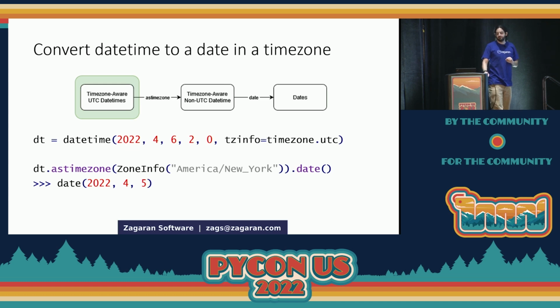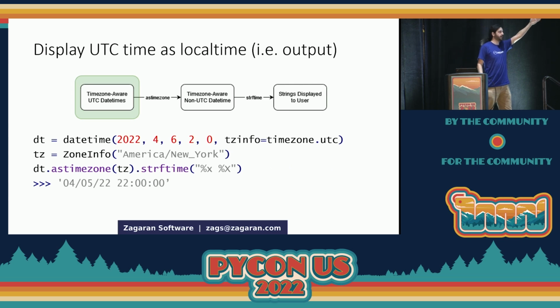Let's say we already have some UTC datetimes, and we want to do output. So we want to turn that into a date. So here, astimezone is going to do most of the work, right? As time zone gets us into the user's time zone, we can pull out the date, no problem. Similarly, if we want to output to a string, astimezone into the user's time zone, then we can do strftime or whatever we want to pull out a string.